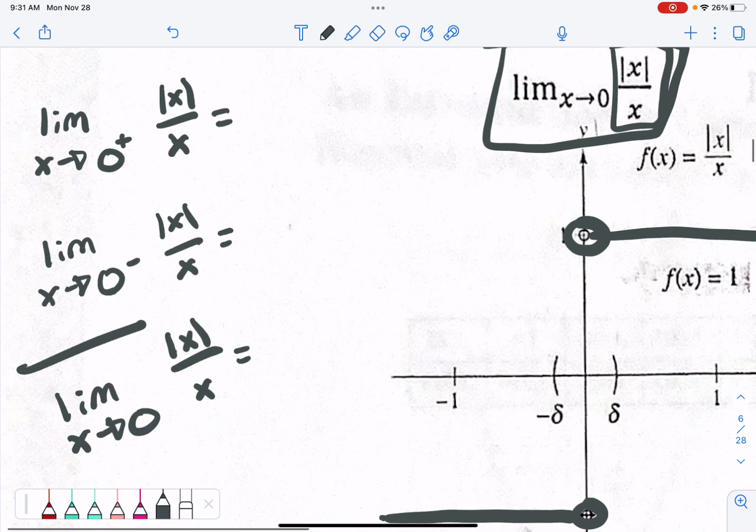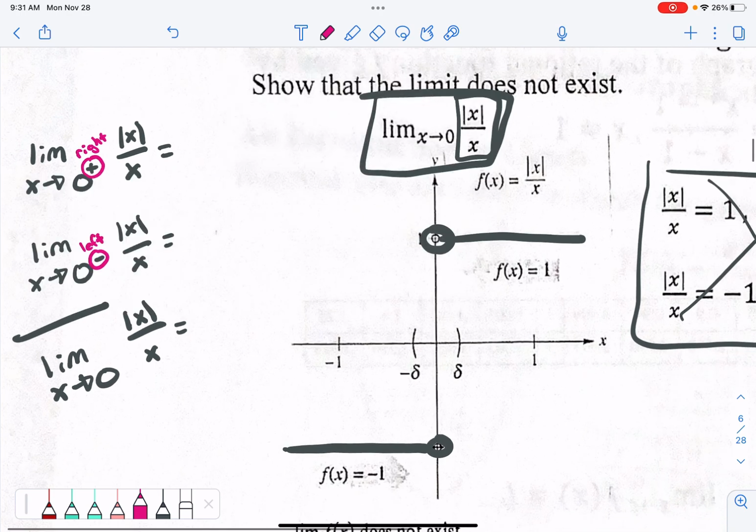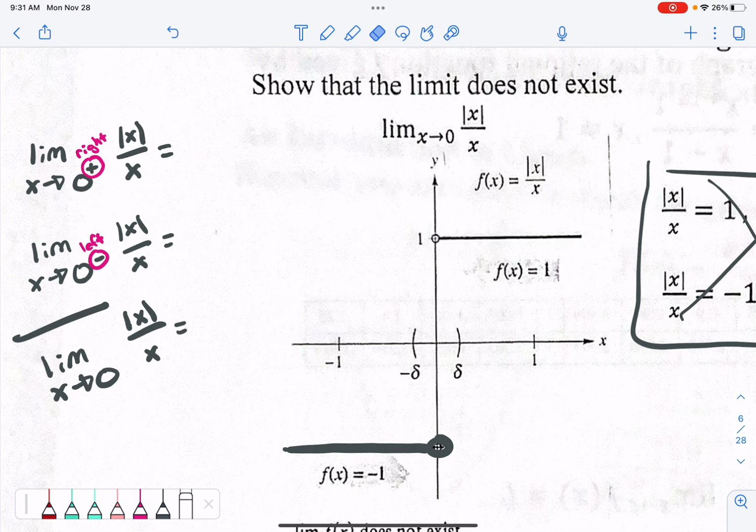Here's what we're going to do. This plus sign means from the right side. Plus just means from the right. This minus means from the left side. We're going to look at each one of these, as my function comes in to 0. Oops, excuse me, 0 on the x-axis. This is where 0 is on the x-axis. This is an x-coordinate of 0, left and right.